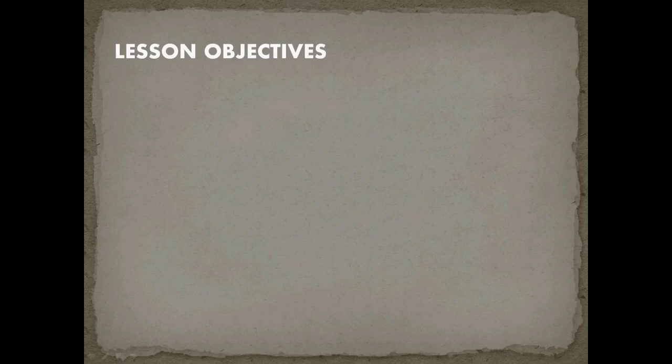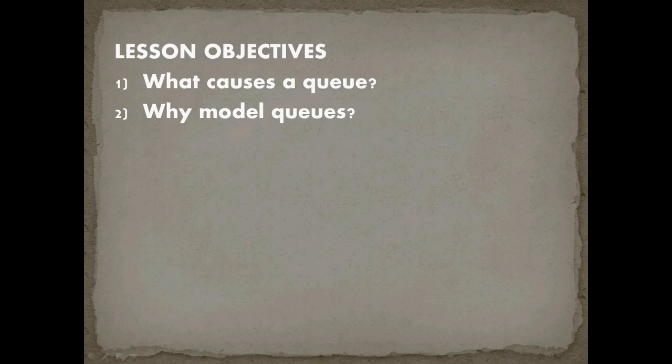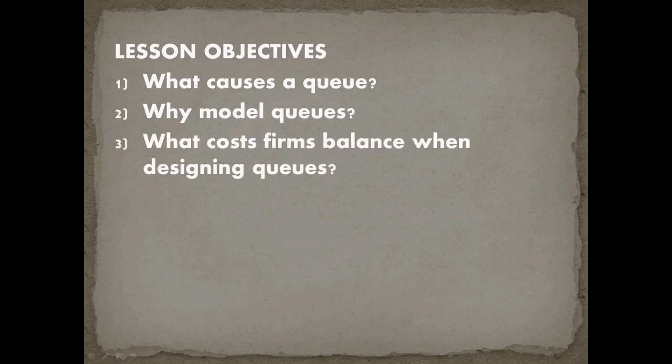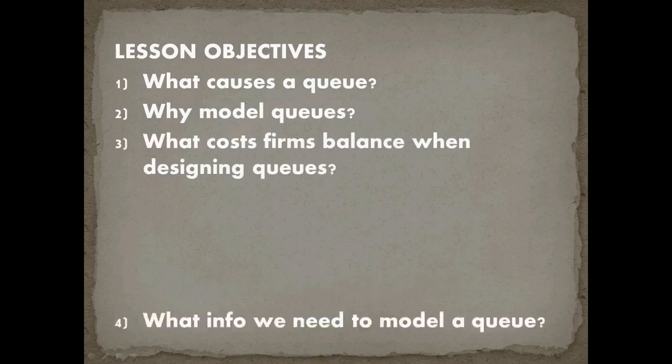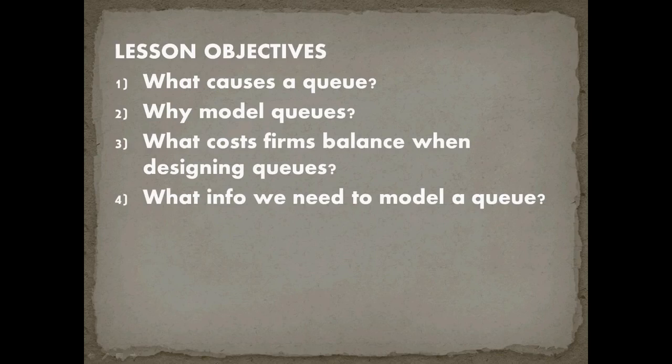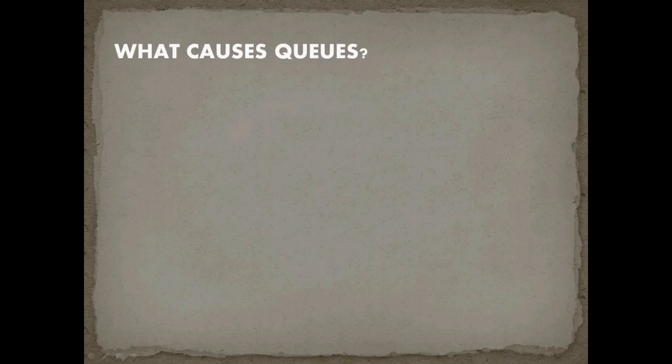Our lesson objectives: we're going to discuss what causes a queue, why we model queues, what costs firms balance when designing queues, what info we need to model a queue, and finally the different types of queues that are out there. So what causes a queue?